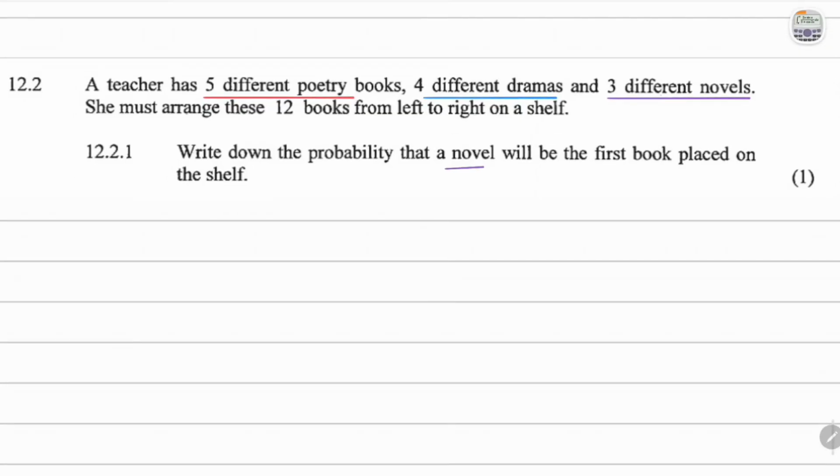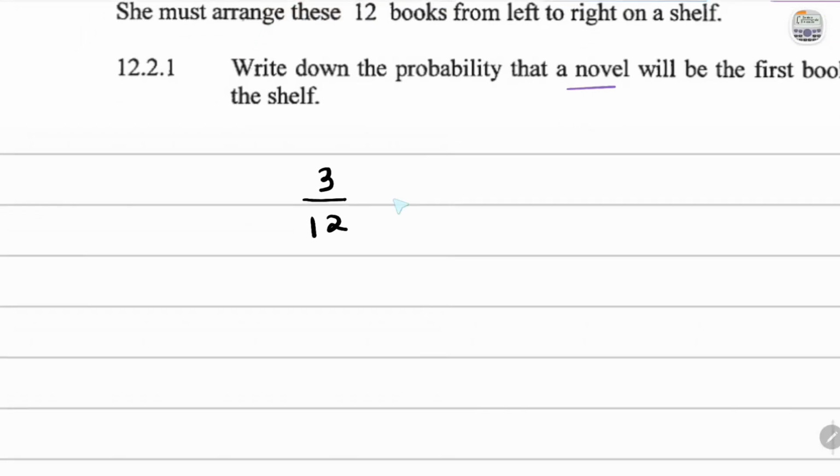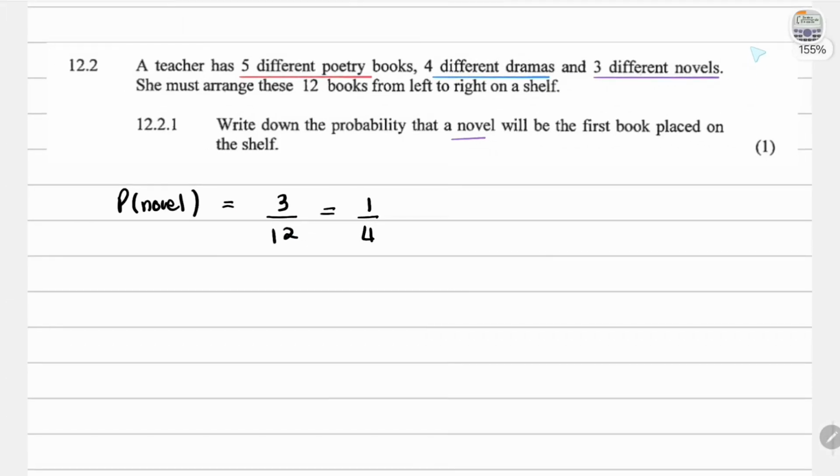Okay, so there are a total of 12 books. The probability that it's going to be a novel that is placed first on the shelf would simply be how many novels there are versus the total number of books. There are exactly 3 novels over the total 12 books. So this is 3 over 12, which simplifies, they both have a common factor of 3. So this is just 1 over 4. And that would be our answer. So the probability that the novel would be first, of picking a novel really, would be 1 over 4. Okay, moving on to the next question.